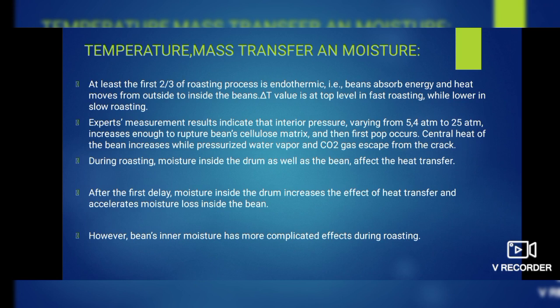Experts' measurement results indicate that interior pressure varying from 5 to 4 atm to 25 atm increases enough to rupture the bean cellulose matrix, and then the first pop occurs. The central heat of the bean decreases while pressurized water vapor and CO2 gas escape from the crack.